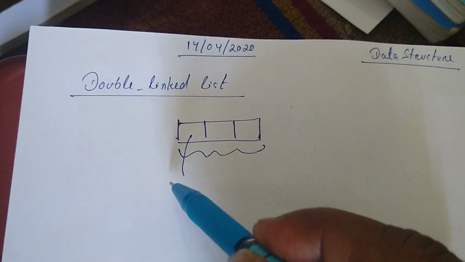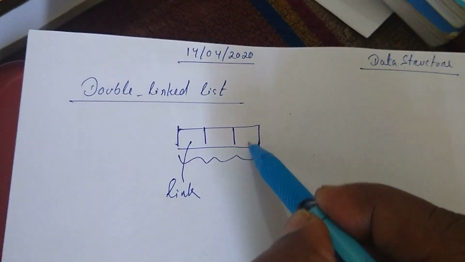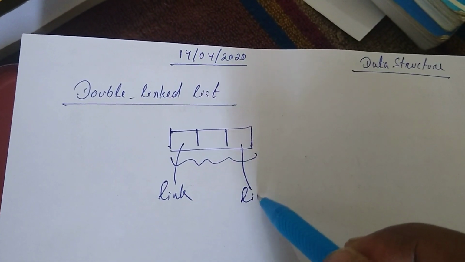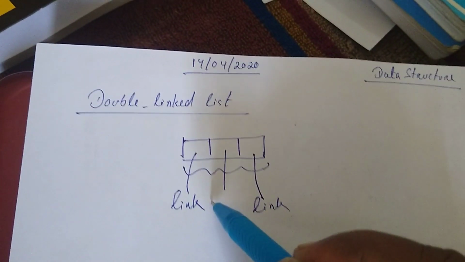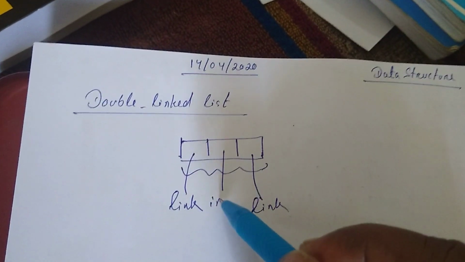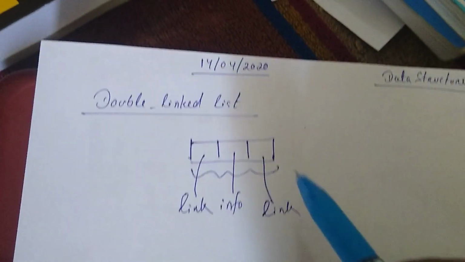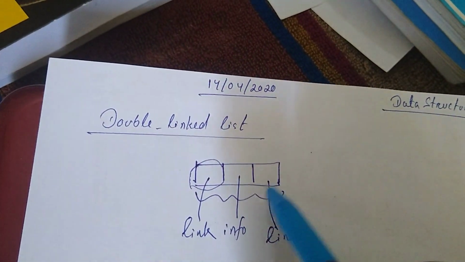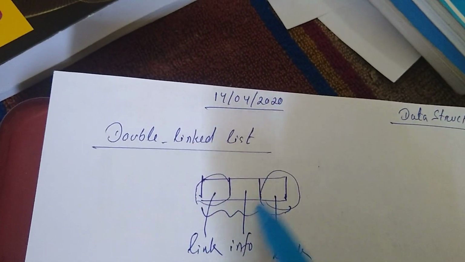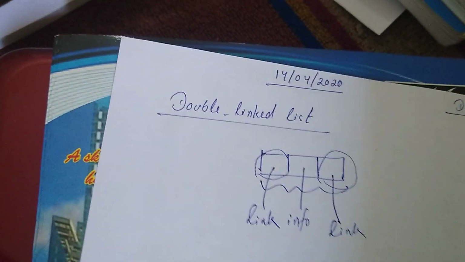The first part is one link part, and the last part is also one link part, and another part, the info part, is there. Three parts are there, so two link parts are there. Along with the two link parts, you have the info part where you can store the values or data.